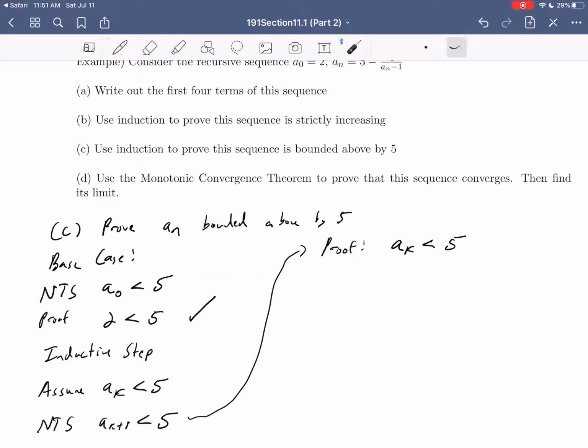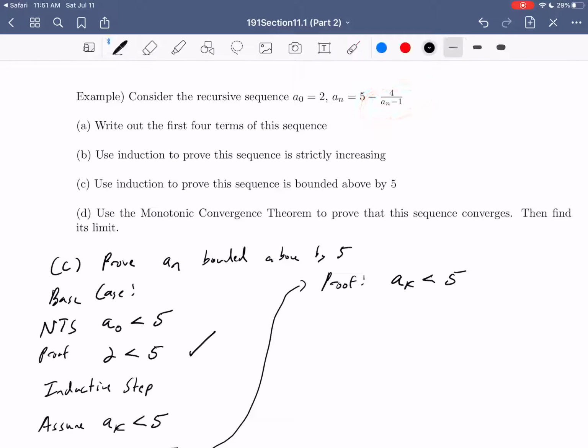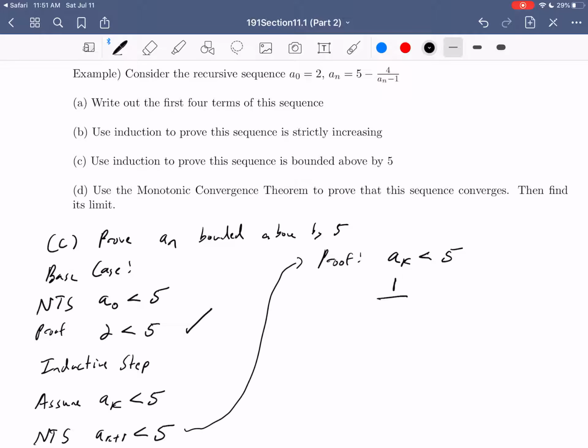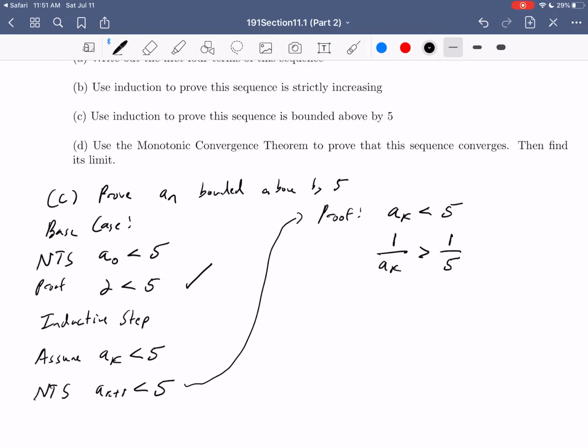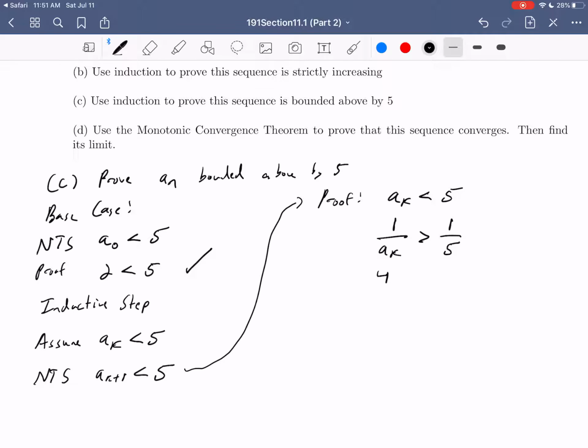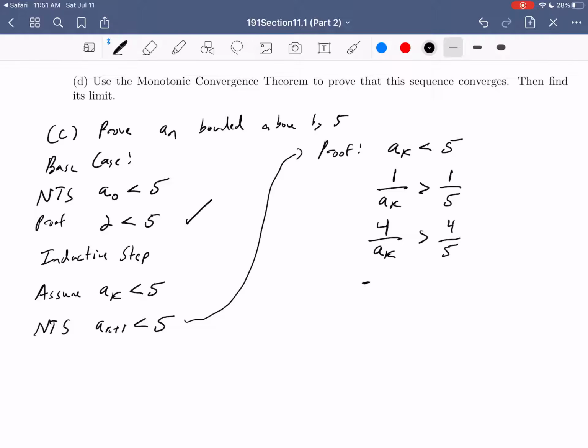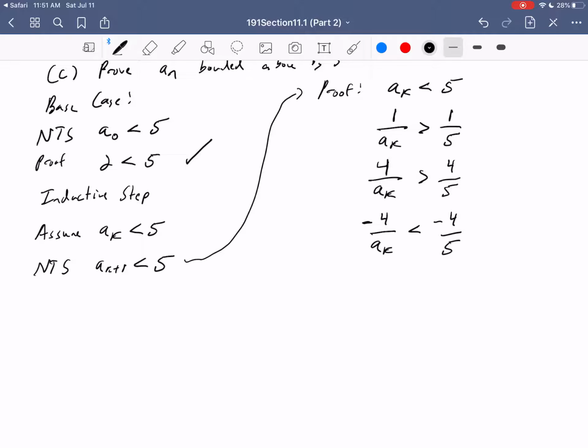All right, we're going to go ahead and perform these operations again. So let's do the reciprocal. So 1 over a sub k must be greater than 1/5. Multiply both sides by 4. So 4 over a sub k must be greater than 4/5. Negate both sides. Negative 4 over a sub k must be less than negative 4/5. And then add 5. 5 minus 4 over a sub k must be less than 5 minus 4/5.